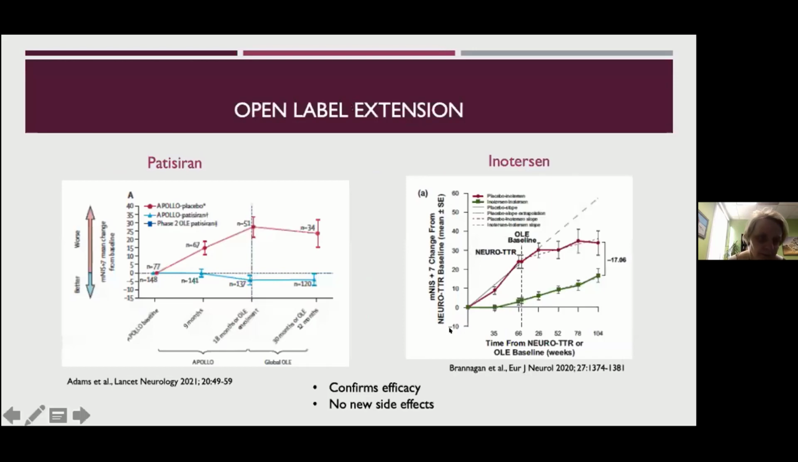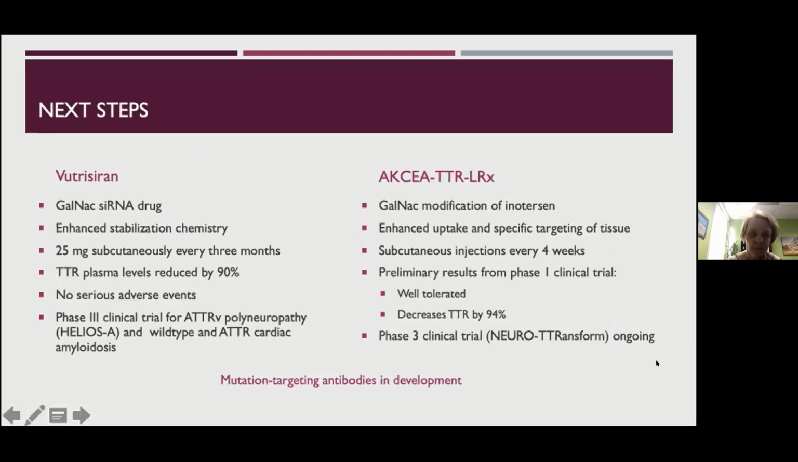So, the long-term open-label extension trial showed that patients who were on patisiran continued to improve. They did not get worse over time. Interestingly, in patients who had been on placebo, the progression stopped, but they did not improve as much as patients who had been on patisiran the entire time, which indicates that the treatment should start early. Similar findings were found with inotersen. And that's my last slide about next steps.